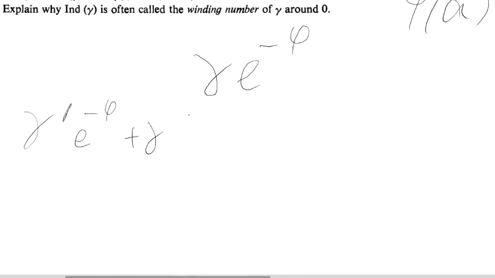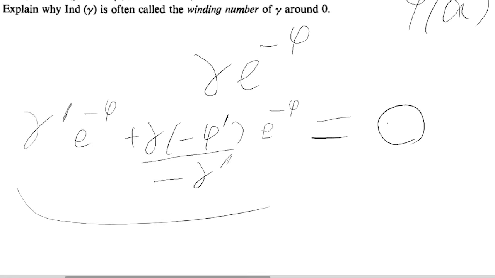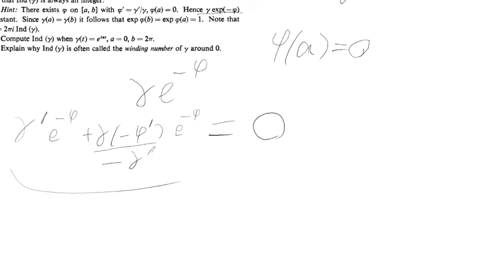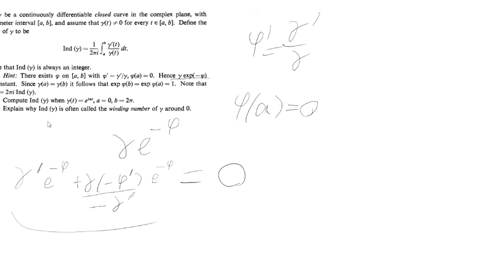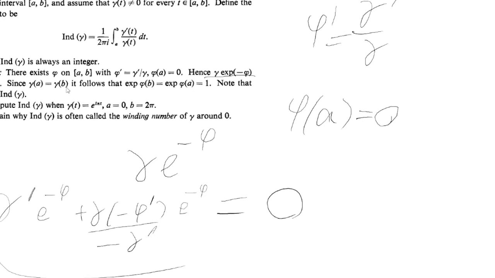plus gamma times negative phi prime times e to the power of negative phi, yeah? And when it comes to phi prime, it's gamma prime over gamma, so this over here becomes minus gamma prime, so this stuff cancels out and becomes 0. Alright, so this was fairly simple. Now, with this in mind, we can derive more stuff.